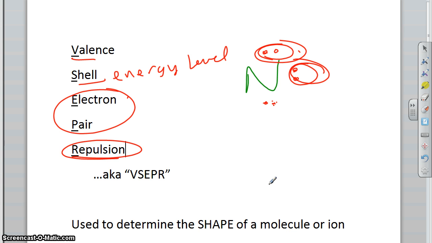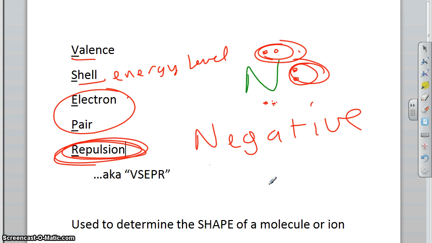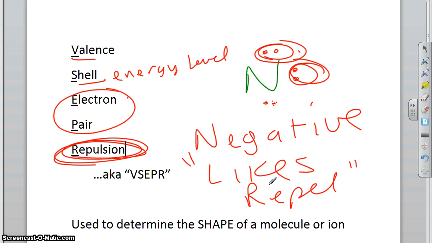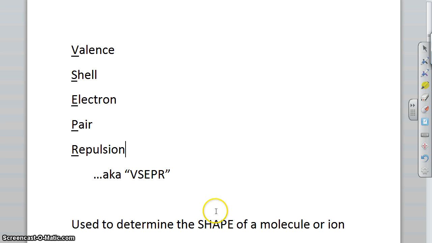And the idea is that they're going to repel one another because they're all negative. Things that have the same charge are going to repel one another. And that's the basic idea. We're going to use that basic fundamental truth about nature to determine and predict some shapes of molecules or ions.